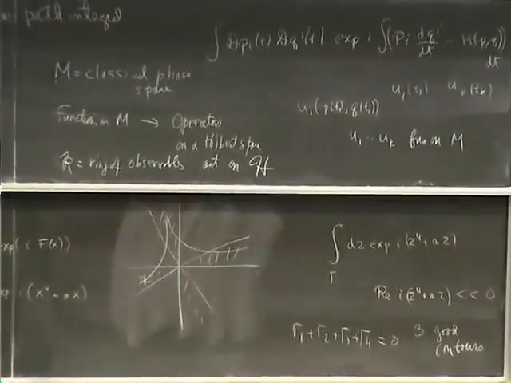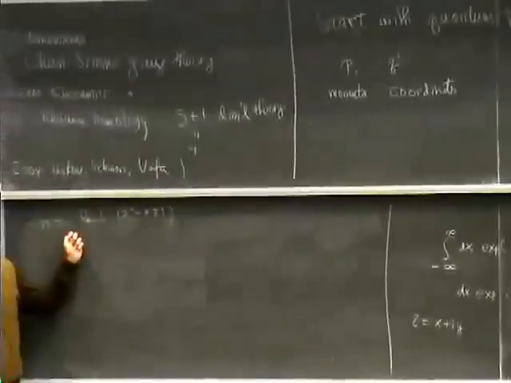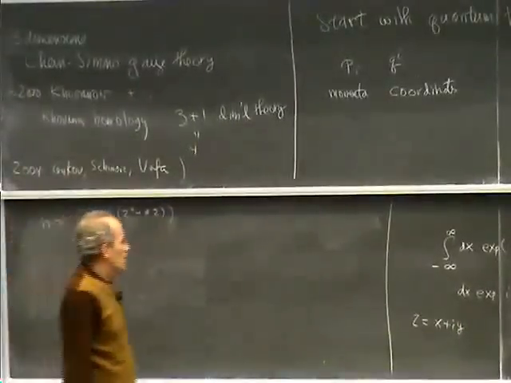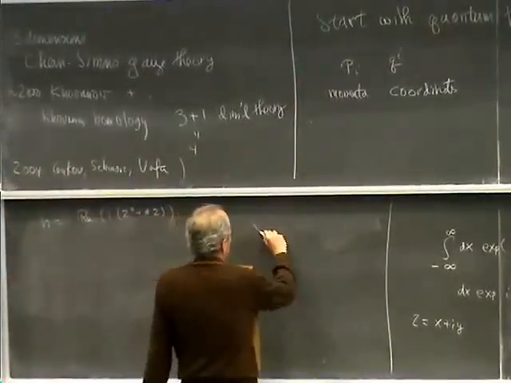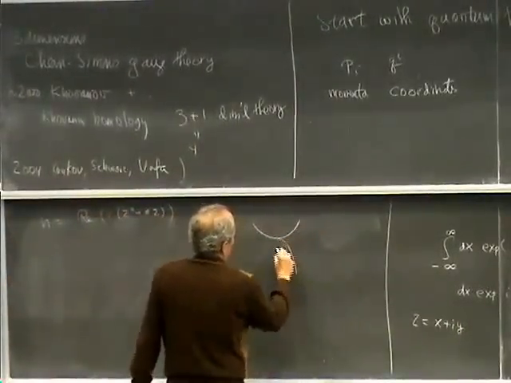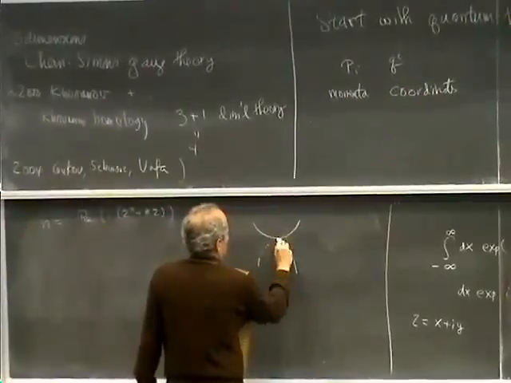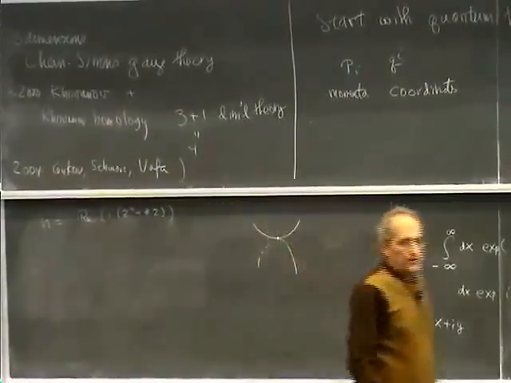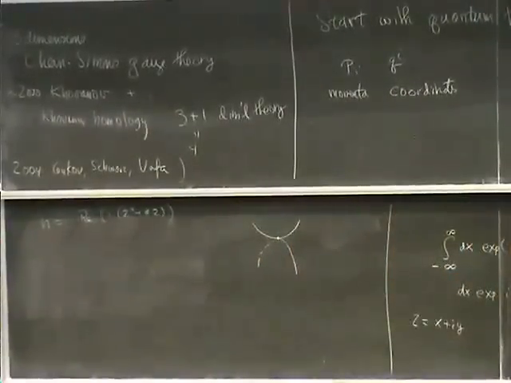Now, let's discuss this function h, which is the real part of the exponent that was causing the trouble. The function h has a certain number of saddle points. It's got no local minima because it's the real part of a holomorphic function. And for the same reason, it has no local maxima. But it does have saddle points.